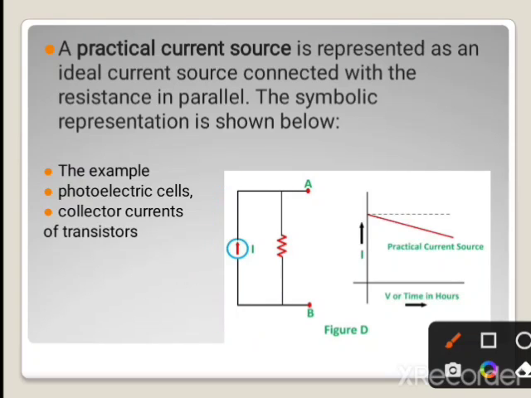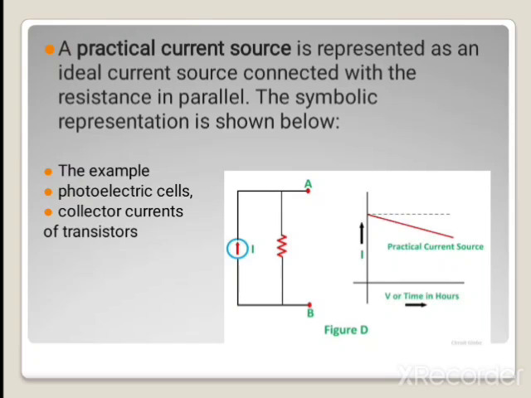So now these are the characteristics of the practical current source. Normally, this is the characteristic of the ideal current source, and practically we get this type of graph. It means that as time increases, the current decreases slightly. So this is our practical current source.